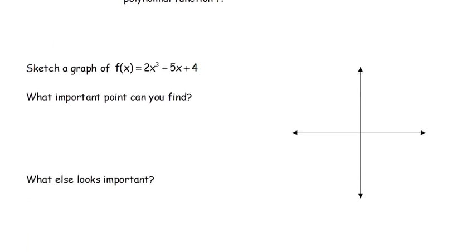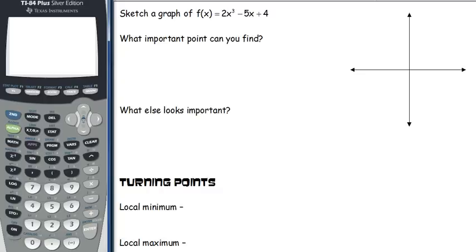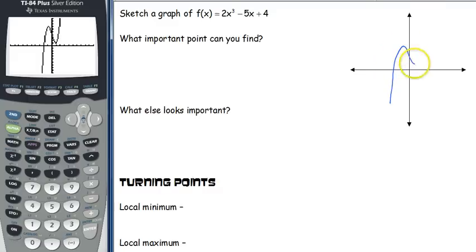Alright, so if you don't have your calculator out yet, go ahead and get it out. We want to start by sketching our graph. So we go to our y equals, we type in our equation 2x raised to the third power minus 5x plus 4. We always want to make sure that we're starting off in a standard window, so we start by doing zoom 6 just in case we had changed our scales for a different equation. And we sketch our graph. We see that we have our cubic style function there. What important points can you find?